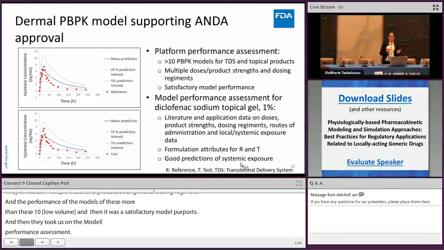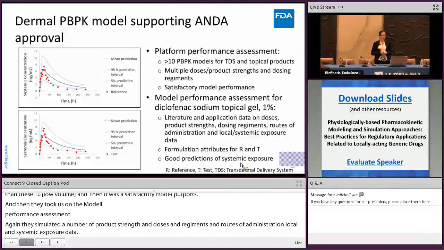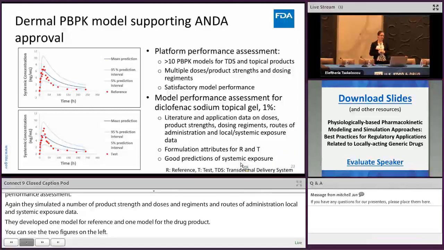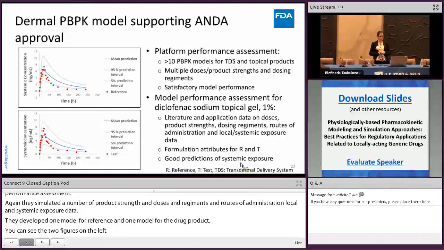They developed one model for the reference and one model for their drug product, and you can see the two figures on the left. The model described the data relatively well. The red dots are the observed data, and the blue line is the model prediction.